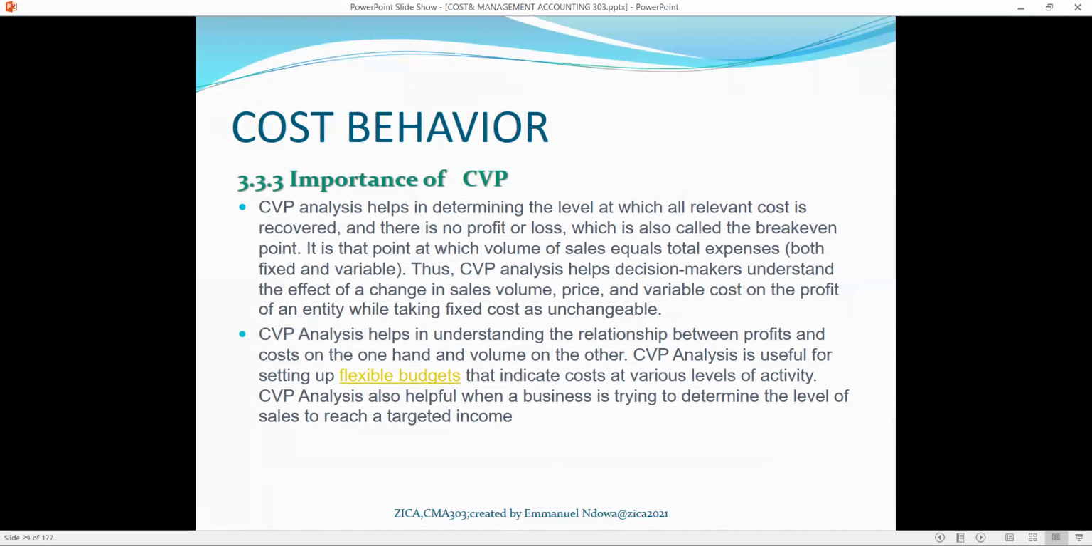Bullet 3.3.3, the importance of CVP analysis.